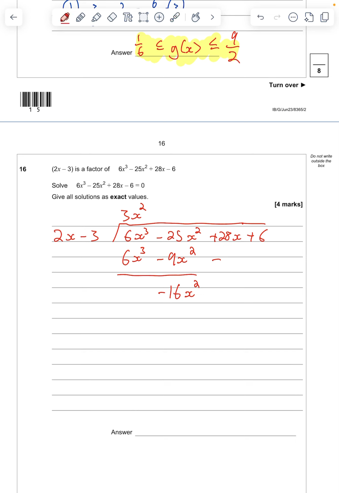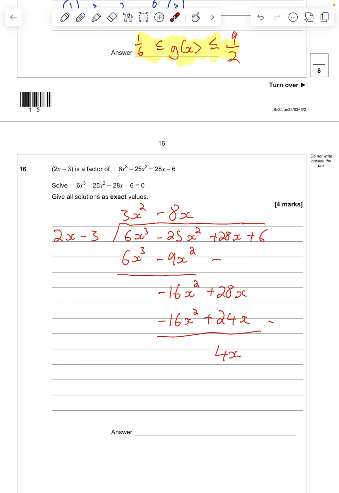So you've got the plus 28x over here. And then you think, well, 2x times by what gives you minus 16x squared? And it's going to be minus 8x. You can always double check it. 2 times 8, 16, x times by x, x squared. Good. And you do minus 3 times by minus 8x, which is plus 24x. So it's going to go to minus 16x squared plus 24x. And you take these away, which will just give you 4x.